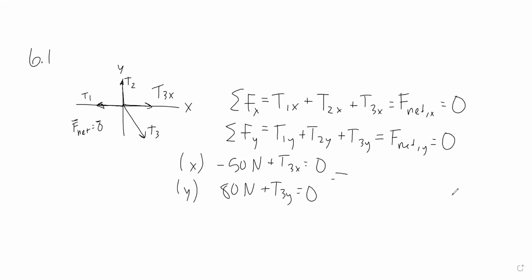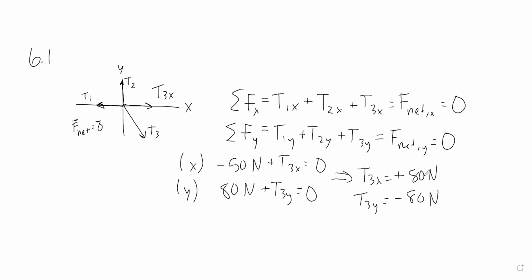So we get that the tension vector has two components. T3x equals plus 50 newtons. These are vectors, so they need pluses and minuses. And T3y is minus 80 newtons.